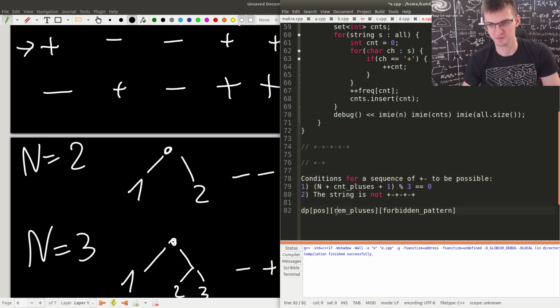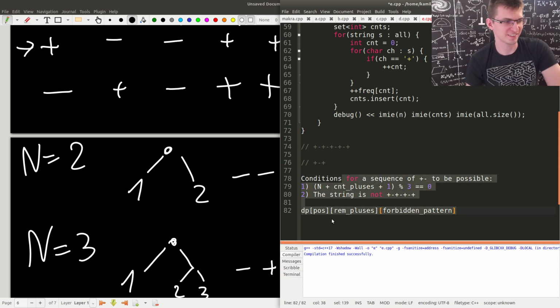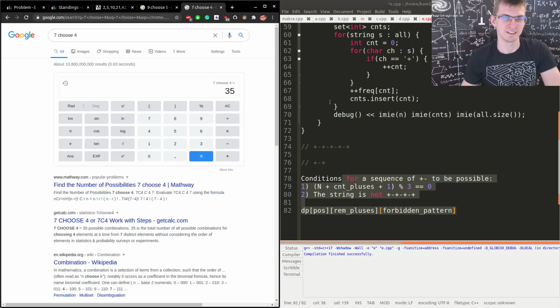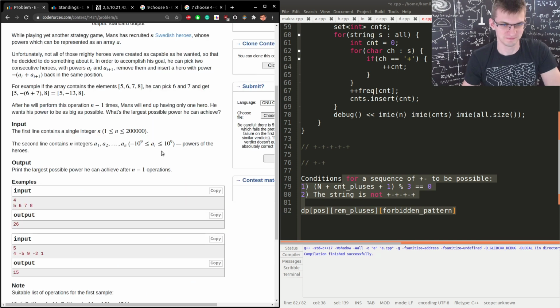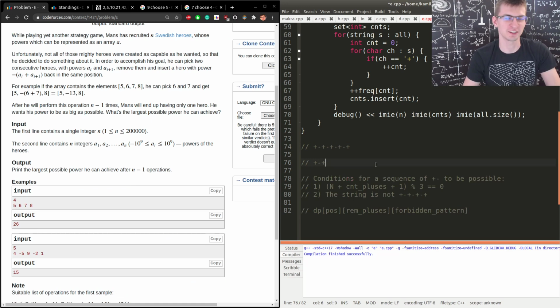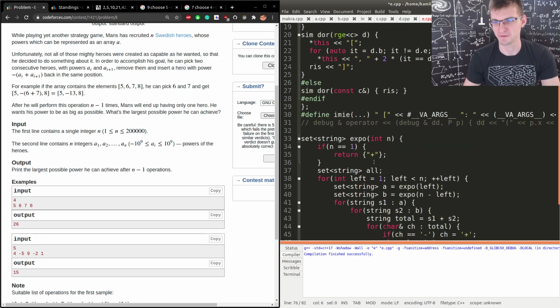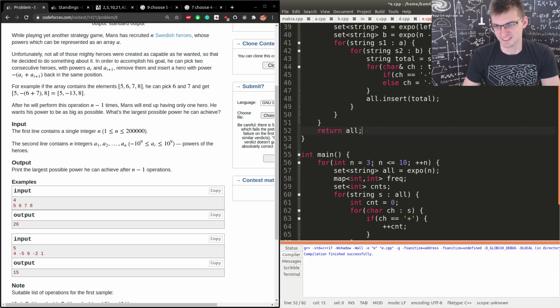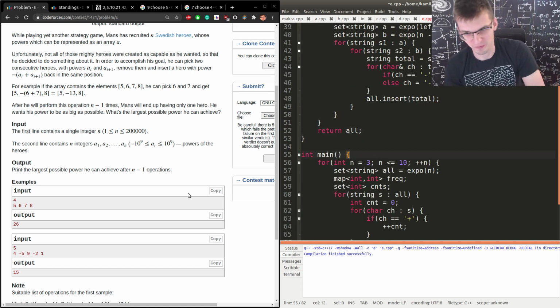That's the most bizarre and non-understandable solution I came up with recently. I bet that editorial is completely different. Yeah, let's do this.